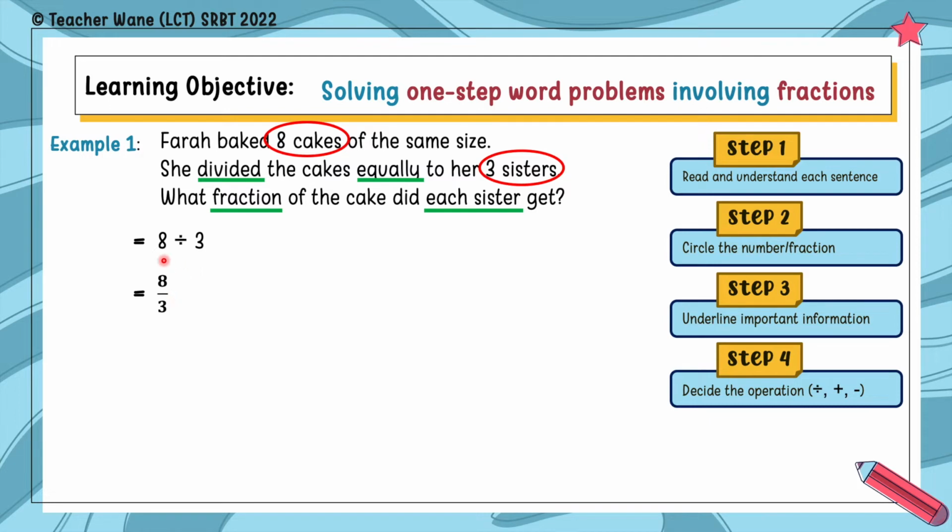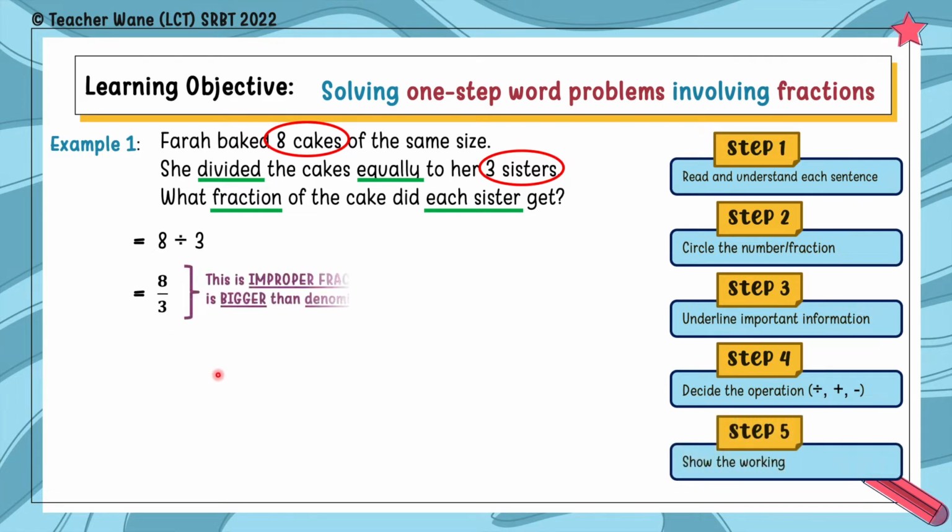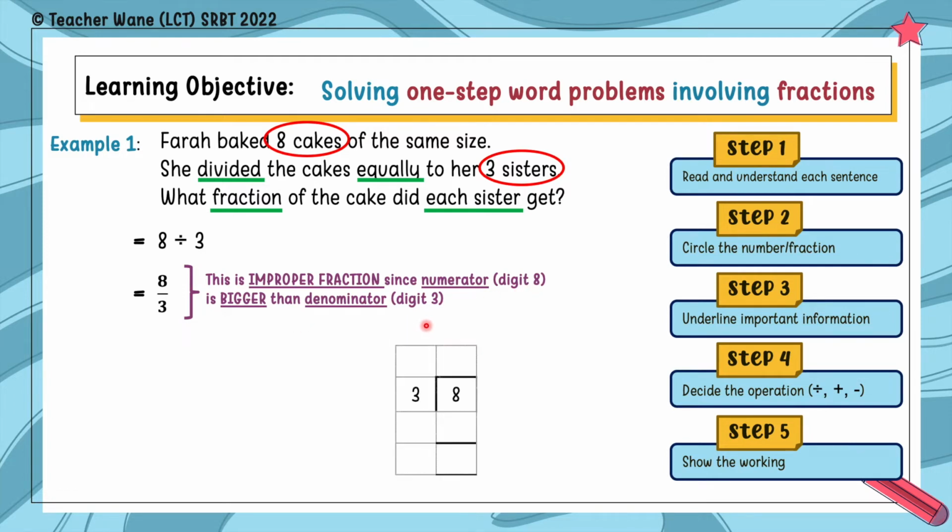Now, this is called an improper fraction because the numerator is much bigger than the denominator. So I will express this as a mixed number. I'm going to show the working. This is what I explained earlier. This is an improper fraction since the numerator, digit 8, is bigger than the denominator, which is digit 3. So I will change this into a mixed number.